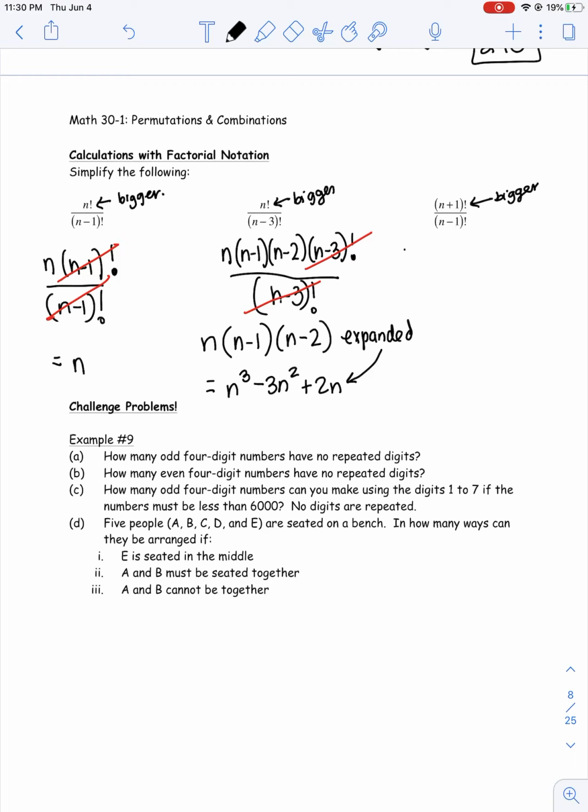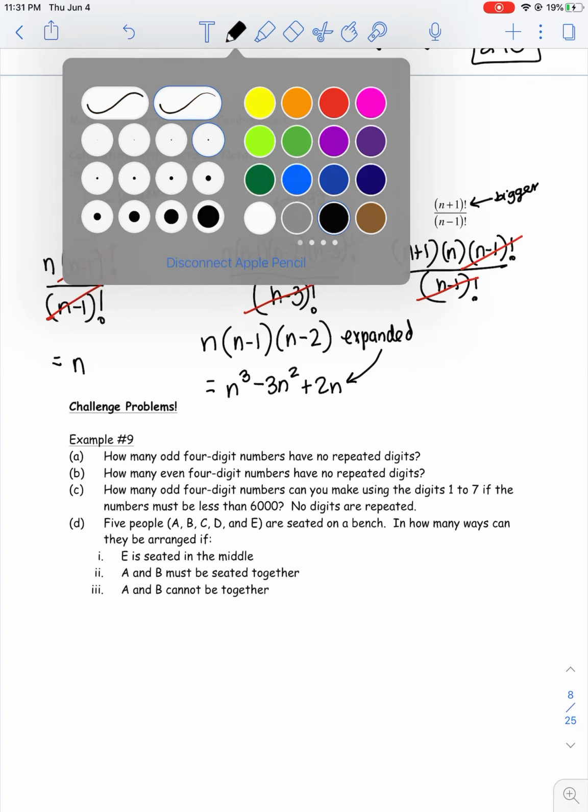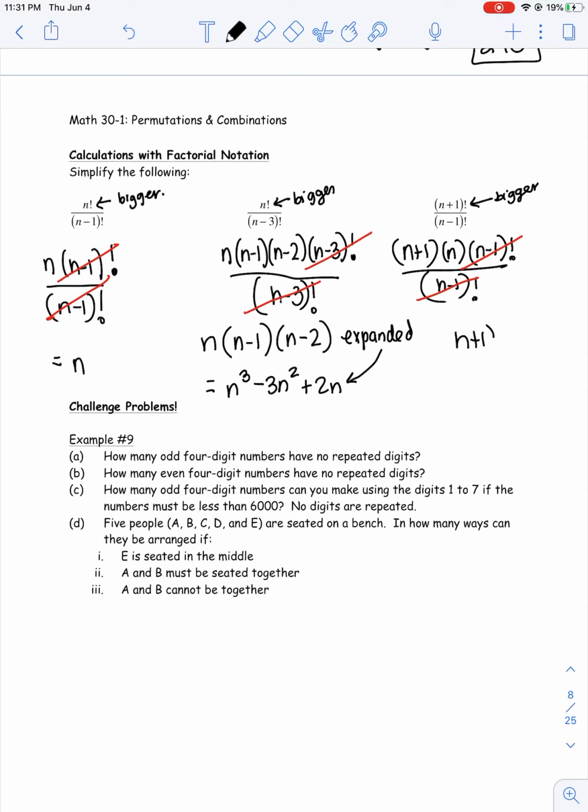n plus 1 is the bigger one, so we're going to start with n plus 1. After that, n, meaning if you subtract 1 from n plus 1, you get n. Then if you subtract 1 again, you get n minus 1. And then you'll stop there because it's the same factors at the top and bottom. So the n minus 1 factorials will cross each other off, leaving you with n plus 1 multiplied by n, which easily expands to n squared plus n as your final answer.